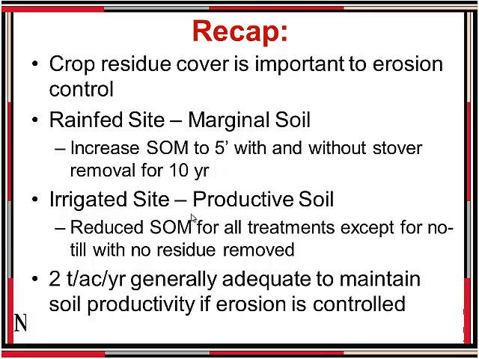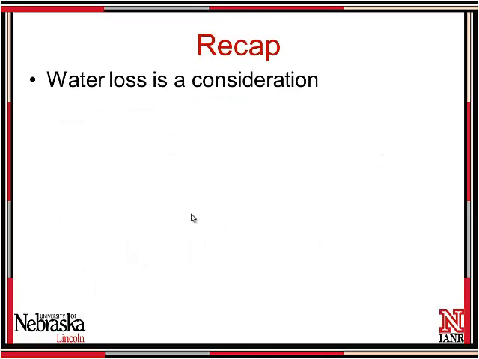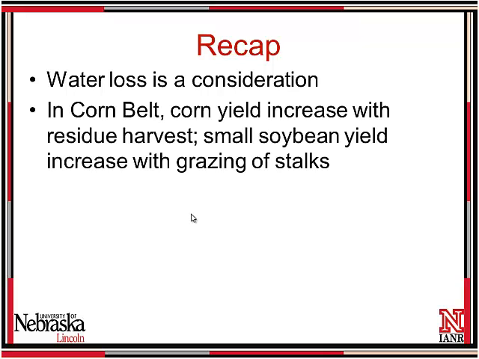In the NEB guide, we suggest that leaving on average 2 tons per year is generally adequate to maintain soil productivity if erosion is controlled. Generally, I'm finding the results support this. Water loss is an important consideration. In the Corn Belt, at least, and I don't know if it holds true here, corn yield generally increases if we remove some crop residue. And we saw that small soybean yield increase with grazing of the stalks.